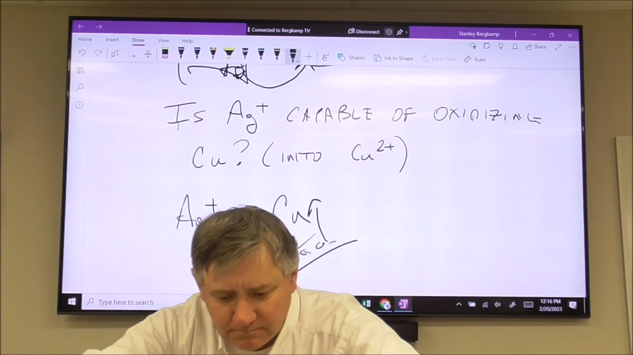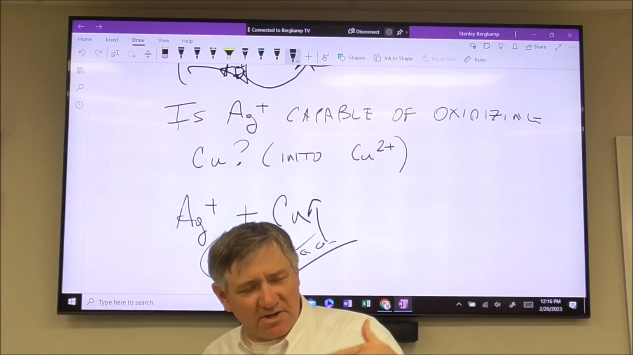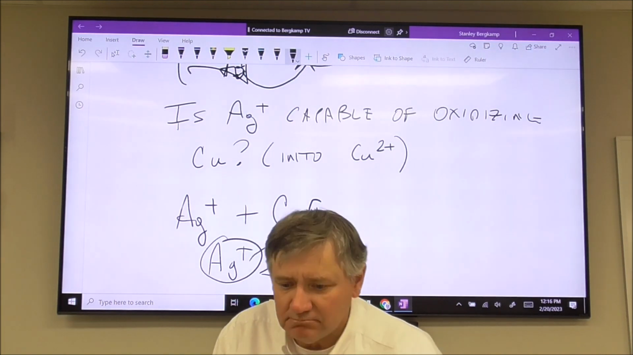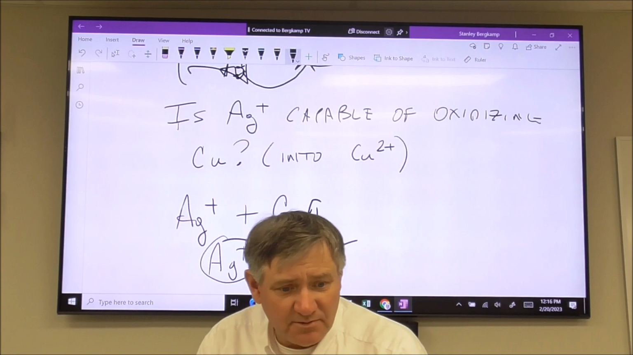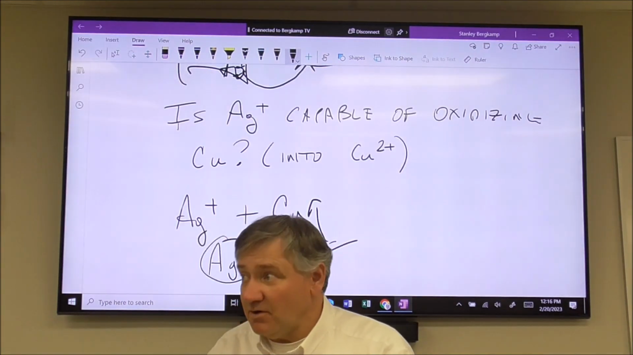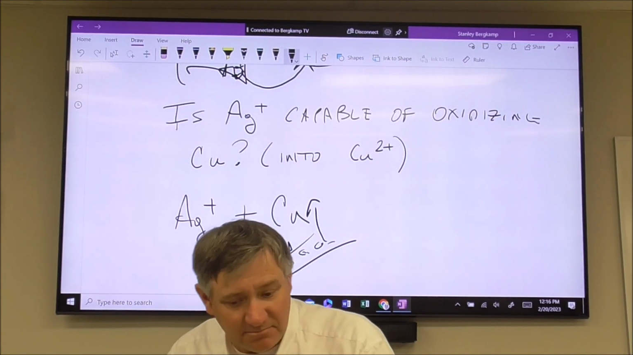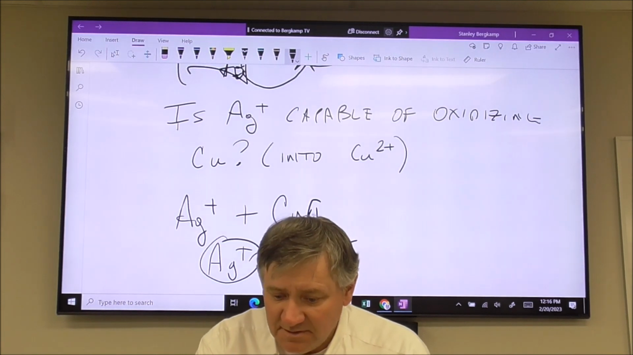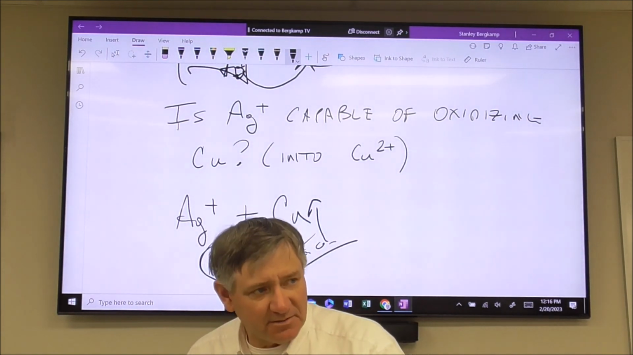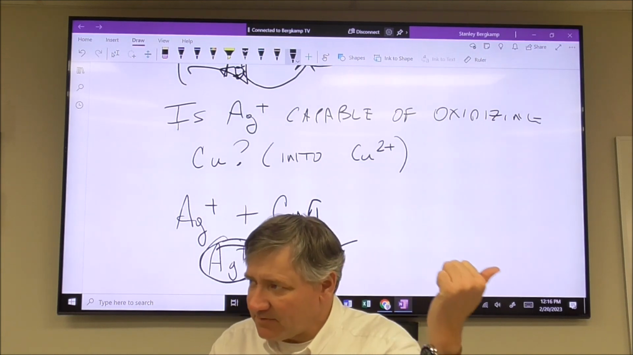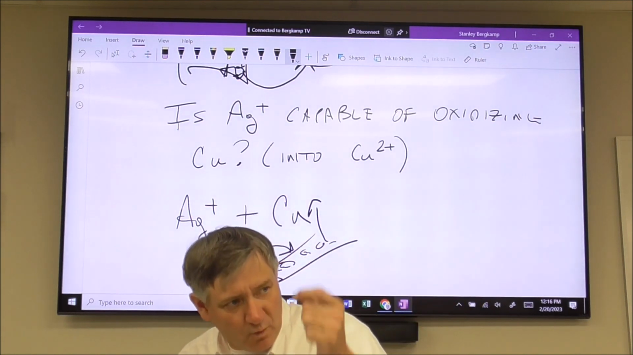So if you want to answer this question, number one, you can just do the experiment. Is Ag+ capable of oxidizing this? So we do the reaction, we see silver. It's like, okay, clearly something is taking place. So the rule is that this silver went in here and said, hey, give me your electrons. Copper says, fine, I don't like them anyway.